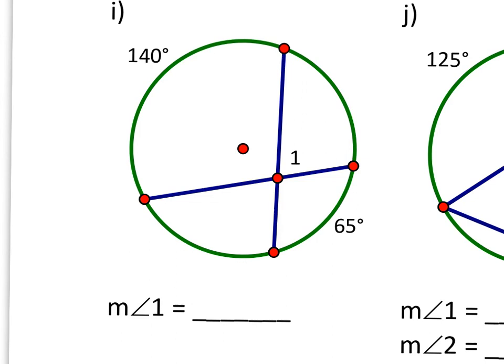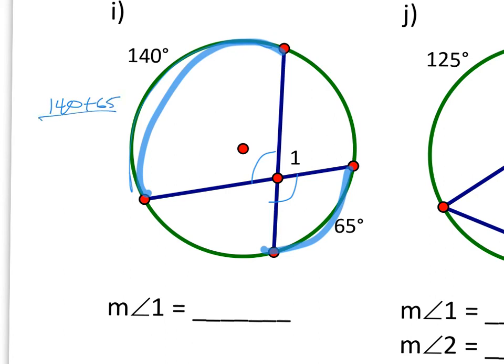Figuring out this one, okay, so if we first find these vertical angles here, so that's the average of the two arcs. So it looks like the arc is 140 and 65, so averaging those out, 140 plus 65 divided by 2. So when we do that, we get 102.5. So angle 1 is the supplement of that. So 180 minus 102.5 is 77.5.